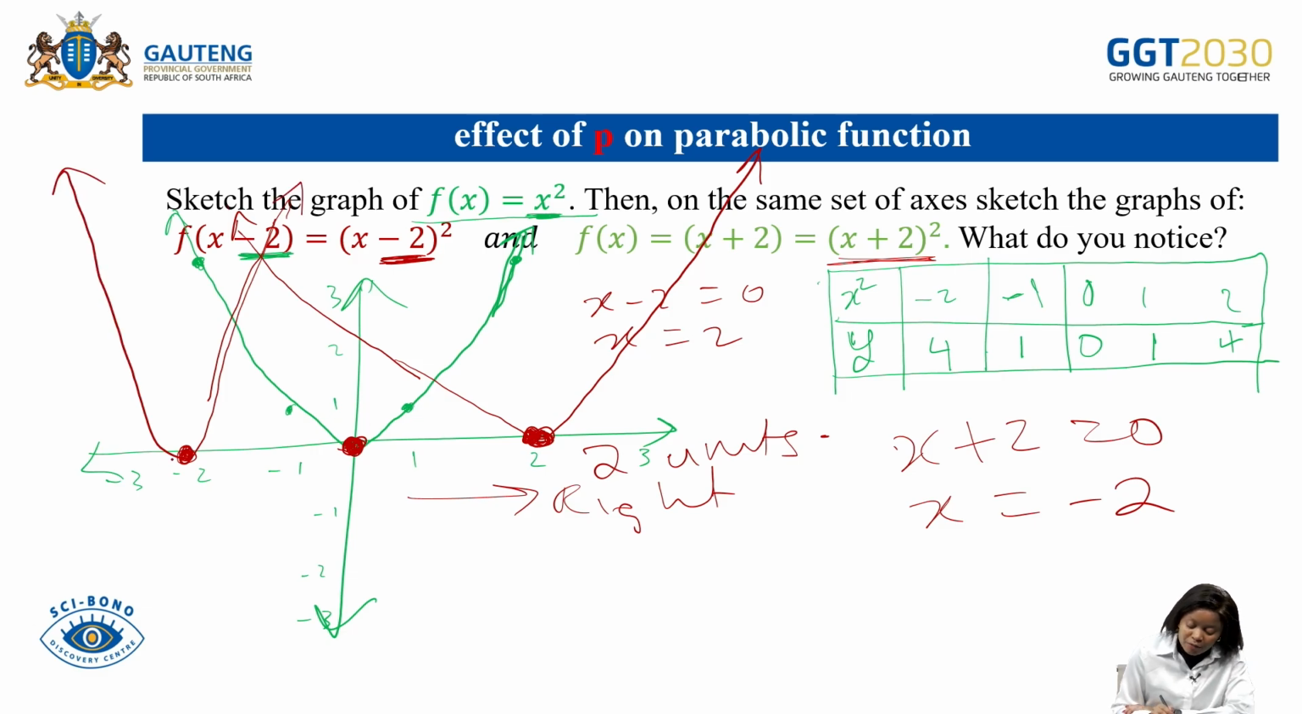From here, your graph is now here. So it means your graph has shifted 2 units to the left. So it means when you have x plus p, your graph is going to shift units to the left. And if it's minus 2, then it means your graph has shifted 2 units to the right. I hope that is making sense.